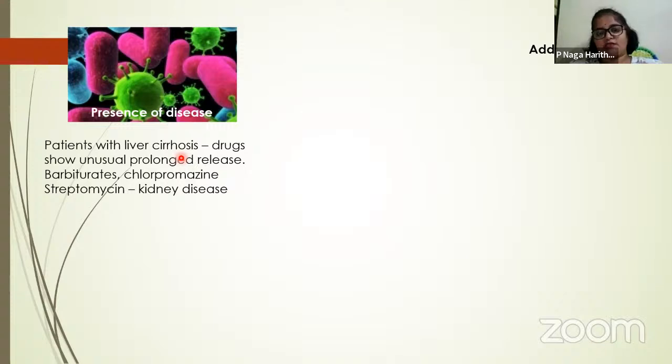Suppose there is liver cirrhosis, that means a disorder of the liver, the drugs may show prolonged action, because the liver is not able to metabolize the drug properly. For that reason, the drug stays inside the body for a longer time and is not excreted. Unless and until it gets metabolized, it cannot be excreted. You just remember this point at this time, because why it has to get metabolized and why it is not getting excreted is again a very big science. Drugs like barbiturates and chlorpromazine have this type of problem.